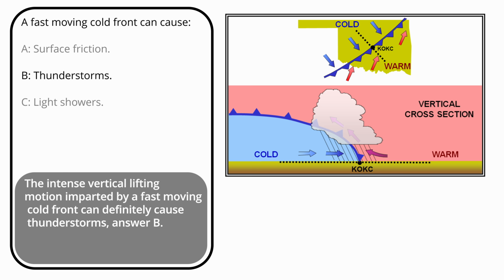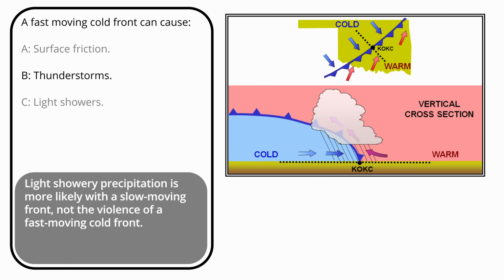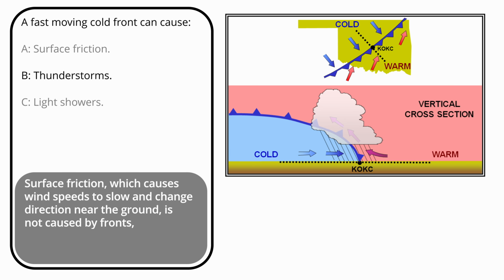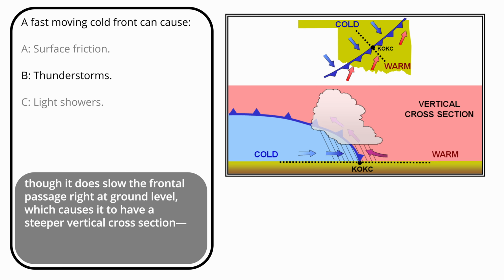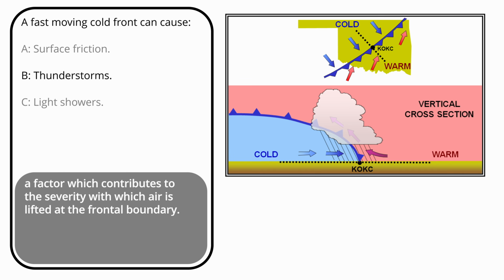Answer B. Light showery precipitation is more likely with a slow-moving front, not the violence of a fast-moving cold front. Surface friction, which causes wind speeds to slow and change direction near the ground, is not caused by fronts, though it does slow the frontal passage right at ground level, which causes it to have a steeper vertical cross-section, a factor which contributes to the severity with which air is lifted at the frontal boundary.